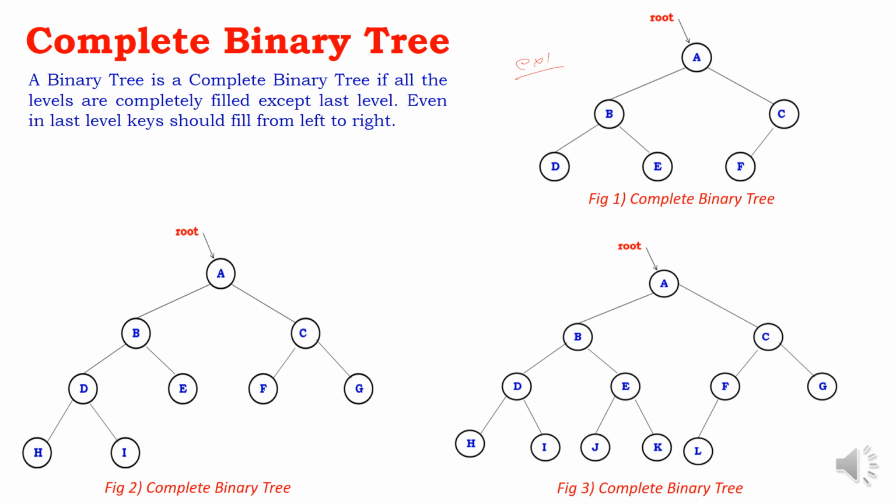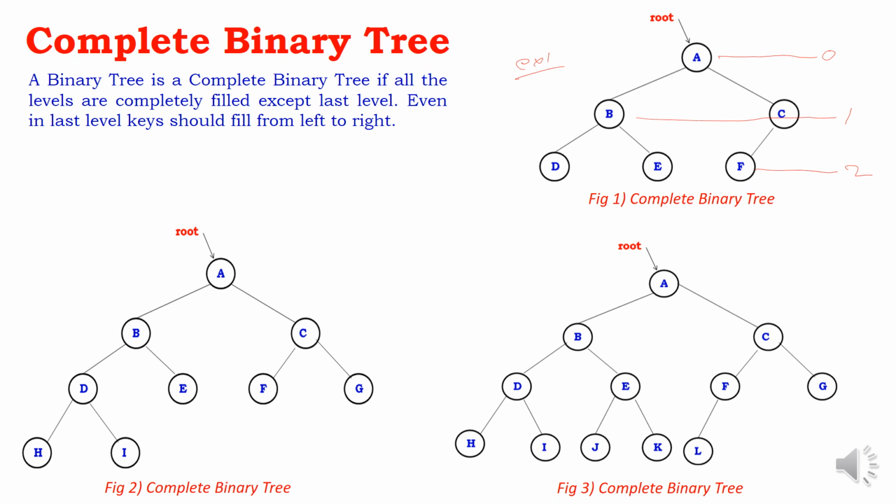Say a root node. The root node is at level 0. Normally the level of any other node is one more than its parent's level. So the level of B is 0 plus 1, 1. So the level of B and C is 1. Then the level of D, E and F is 1 more than its parent's level. The parent is B, B's level is 1, 1 plus 1, 2. So this particular binary tree has 3 levels: level 0, level 1, level 2.